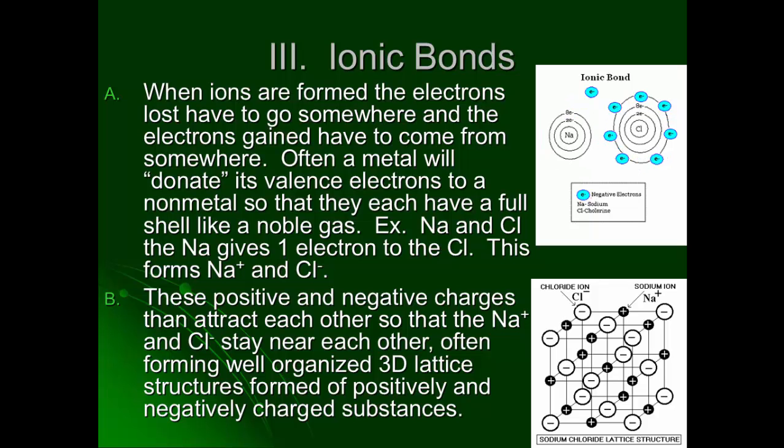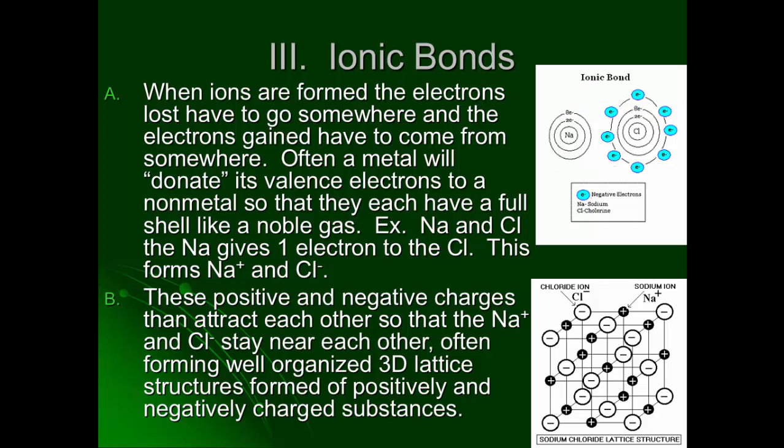Remember, your ionic bonds have a metal and a nonmetal. So the metal will donate one or more electrons. The nonmetal will accept one or more electrons. So over to the right here, you have an ionic bond. You have sodium combining with chlorine. Sodium normally has one valence electron. It will give up that one valence electron, and the chlorine will accept that one valence electron.